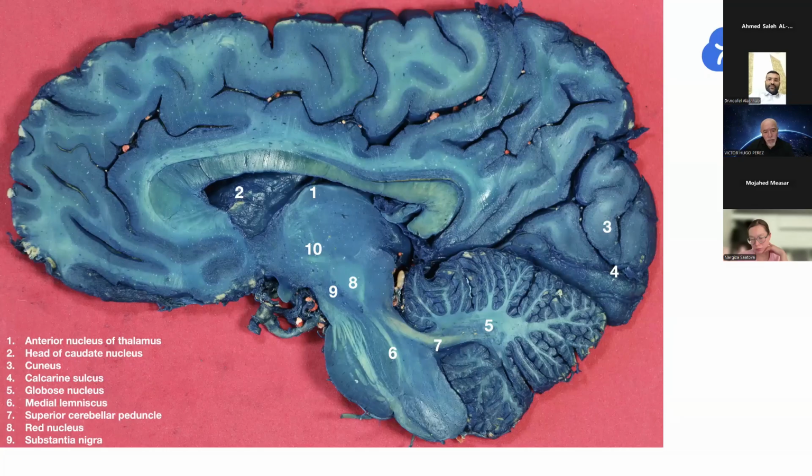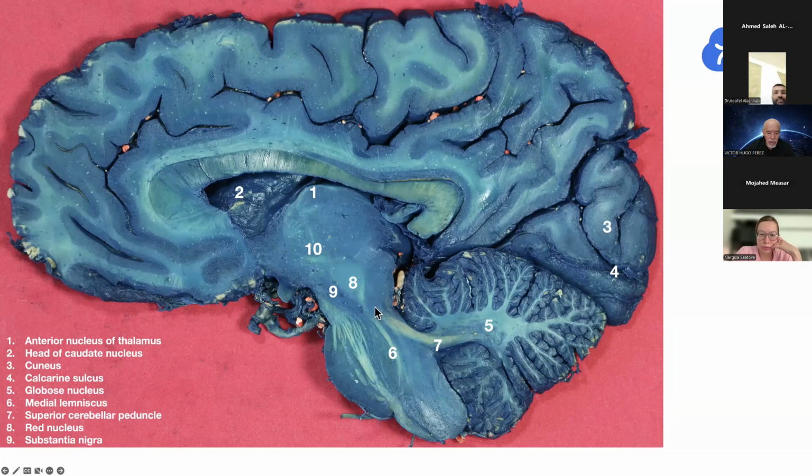This was done with a special staining. Its name is Mulligan staining, and this is very special because we can transform the gray substance into blue color, and in white color we have especially the white fibers. For example, here we can go to the anterior nucleus of thalamus with the number 1. This is the thalamus. We have also the head of caudate nucleus, the cuneus, calcarine sulcus, the globose nucleus in the cerebellum. Here we have it, and the medial lemniscus.